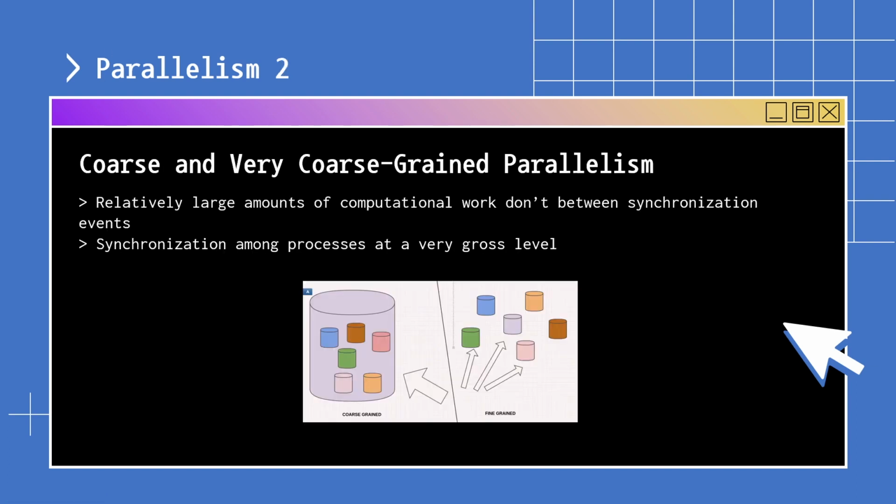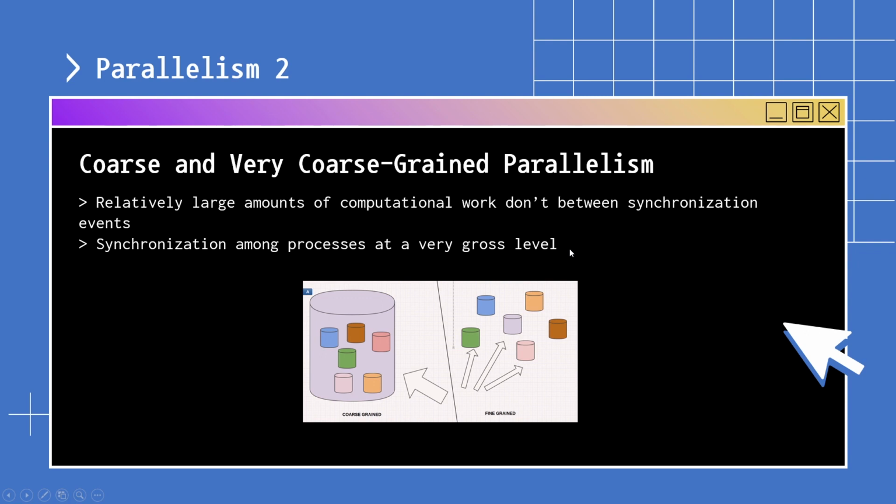The second type is coarse or very coarse-grained parallelism. So I'll explain this image in a bit, especially when we get into medium and fine-grained. But coarse and very coarse-grained is relatively large amounts of computational work done between synchronization events. Synchronization among processes is at a very gross level.